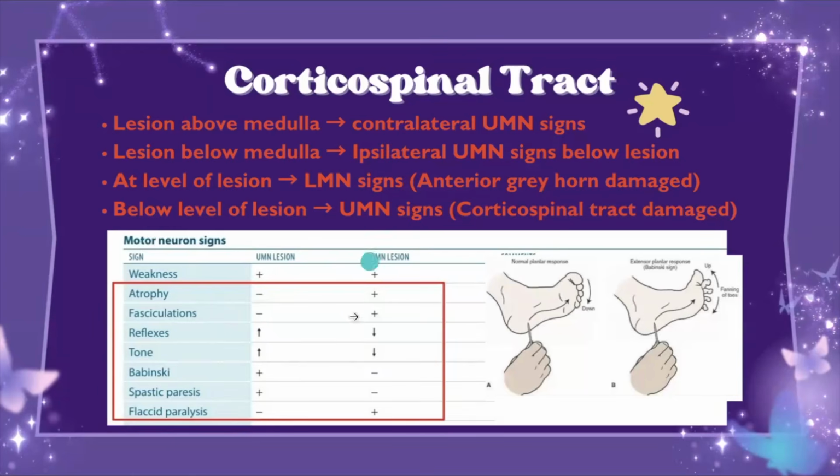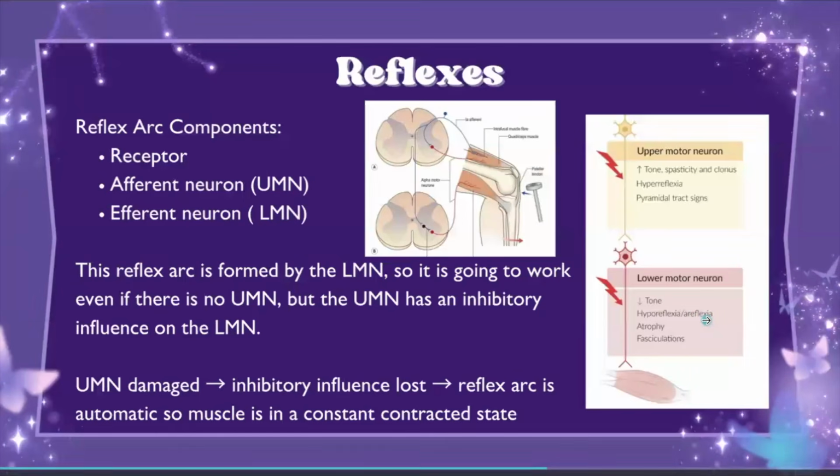Okay? So you would have positive fasciculations. This is a sign of lower motor neurons. Please remember these. Would you have hypo or hyperreflexia? You would have hyporeflexia. I'll explain that in the next slide. And you would have decreased tone and flaccid paralysis. Okay?